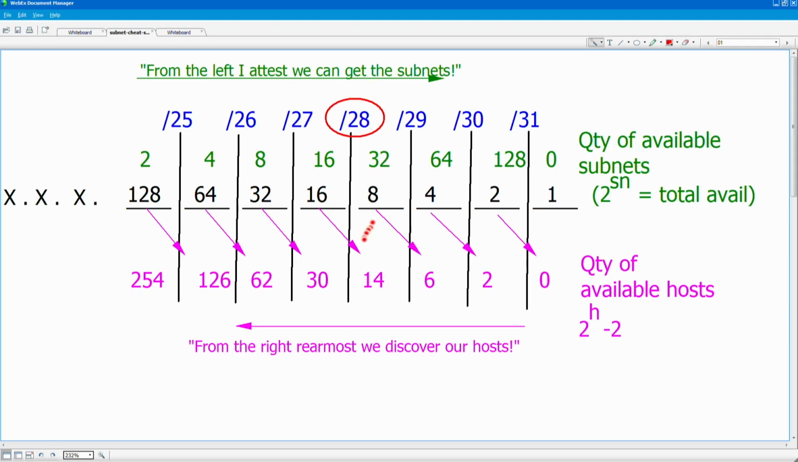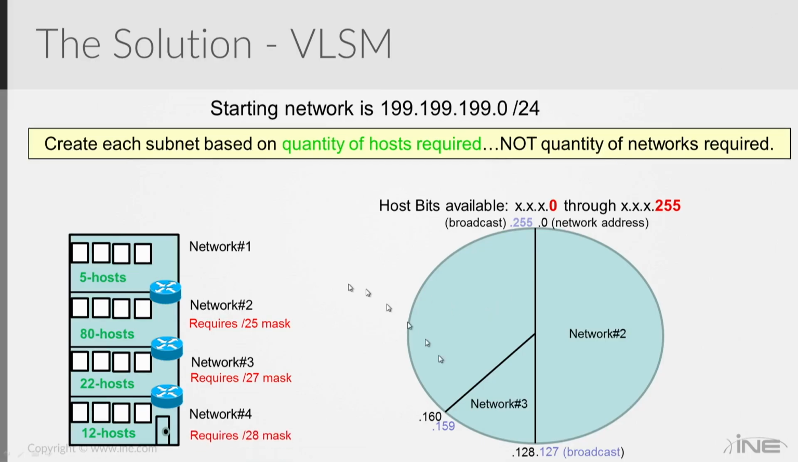So with a /28, I have a total of 16 host combinations, right? I've got the network address, 14 hosts available, and the broadcast address, which gives me 16. My networks are in increments of 16. So if I take 160 plus 16, that gives me 176. That will be my next, and in this case, final network.